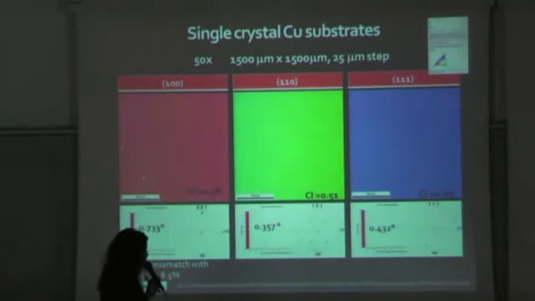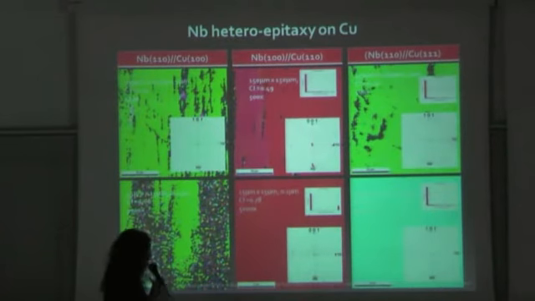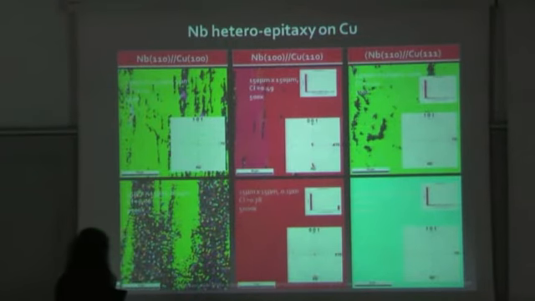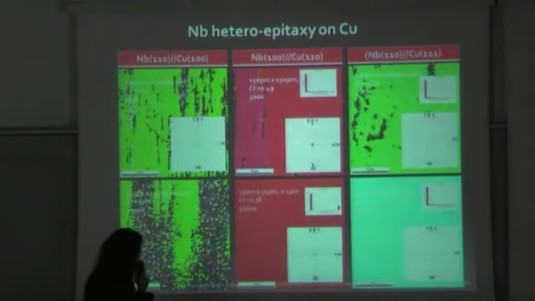Okay, so we have done deposition on single crystal substrates: 100, 110, and 111. And we have verified that at all bias voltages, we're actually growing the films in respect of the heteroepitaxial relationship between niobium and copper, which means that we're growing niobium 110 on copper 100, niobium 100 on copper 110, and niobium 110 on copper 111. Of course, this is without the oxide layer at the interface.